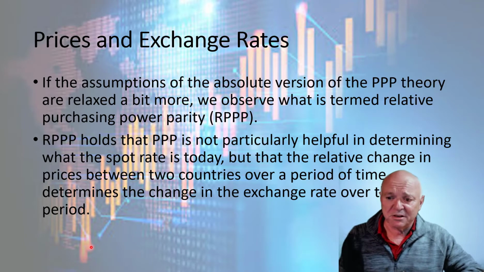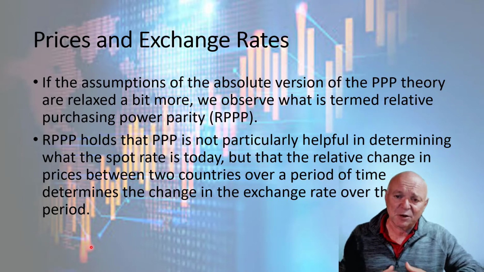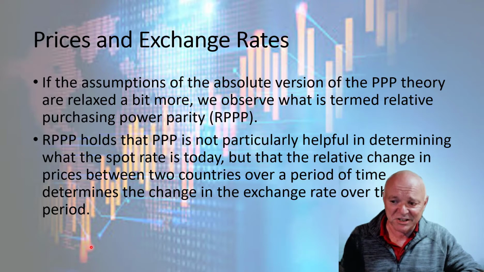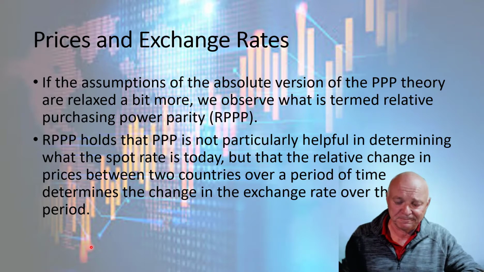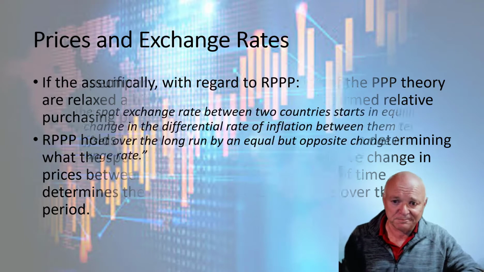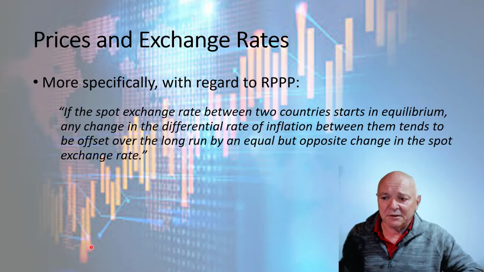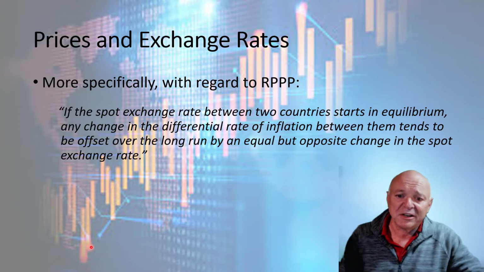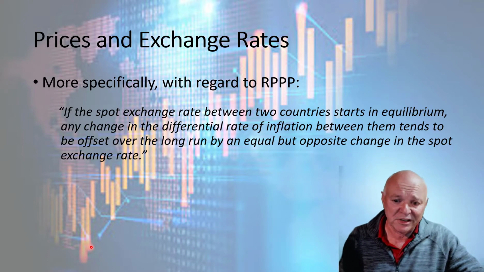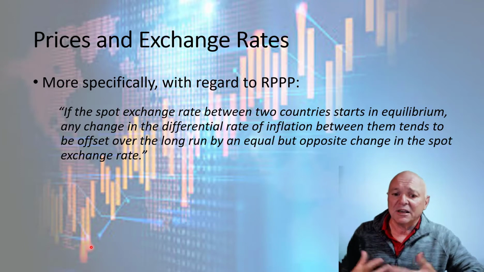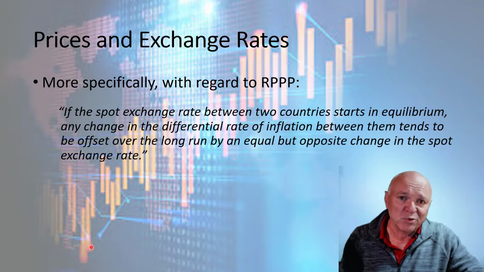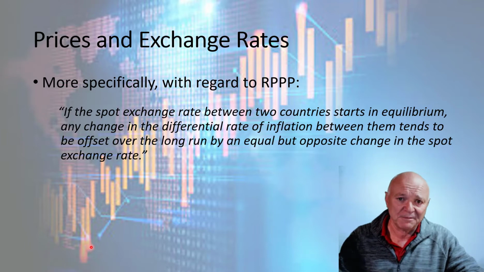Essentially, this approach holds that purchasing power parity doesn't help us to understand what the spot rate is today, but the relative change in prices between the two countries and their currencies would be over time, and perhaps over a long period of time. So if the spot exchange rate between two countries starts off in equilibrium, any change in the differential in inflation between them, that's going to be the important part, is going to be offset over the long run by an equal and opposite change in the spot exchange rate.